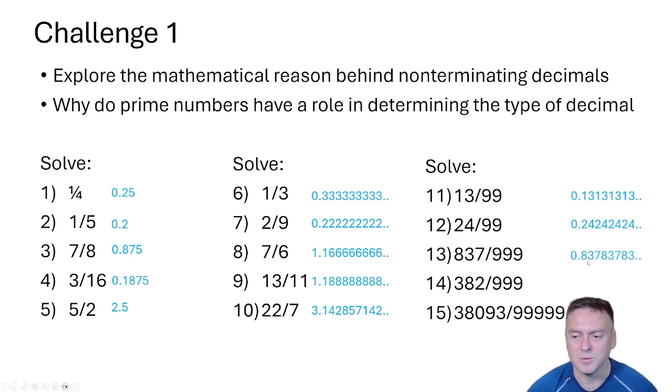Again, that top will just repeat itself. Same with the 382. And then even this one here, as long as it's got as many 9s on the bottom as it does on the top, that pattern then repeats. So 0.3893, 38093, sorry, would repeat on and on forever.